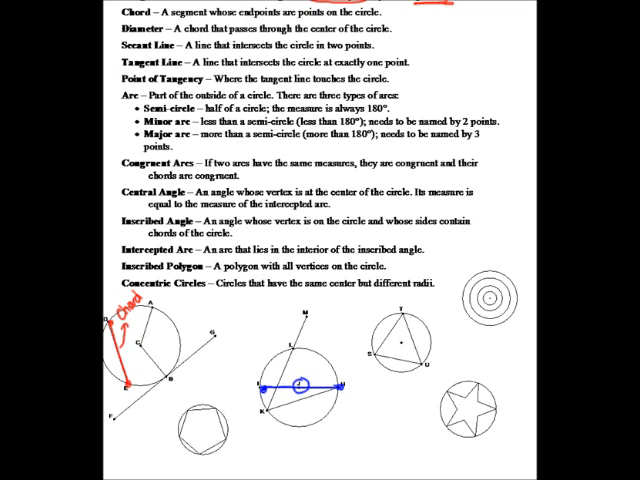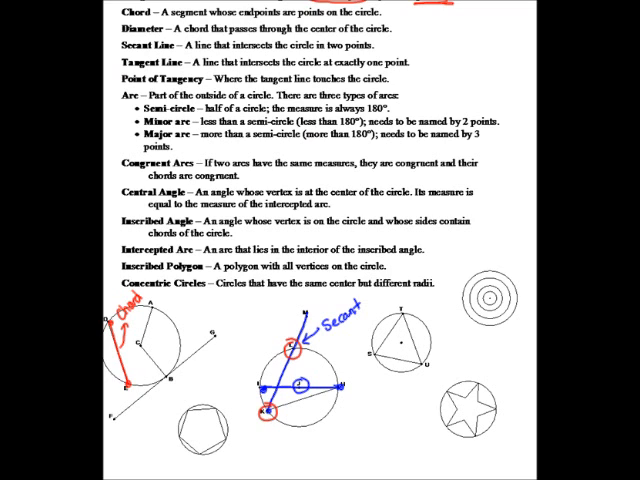A secant line is a line that intersects the circle in 2 points. And a secant line also has to pass through the circle, so part of the line will be outside of the circle. So if you look at line KM, that line is an example of a secant line. It's a secant line because it passes through the circle, but it touches the circle in 2 spots, at L and at K. So that is an example of a secant line.